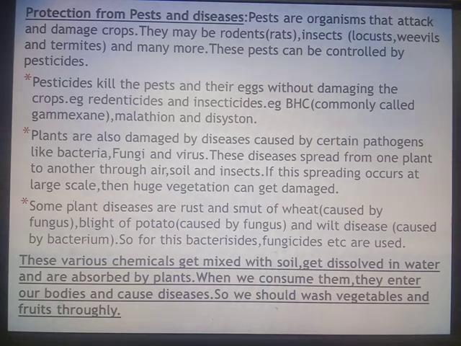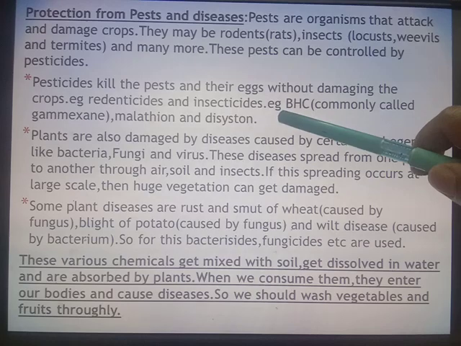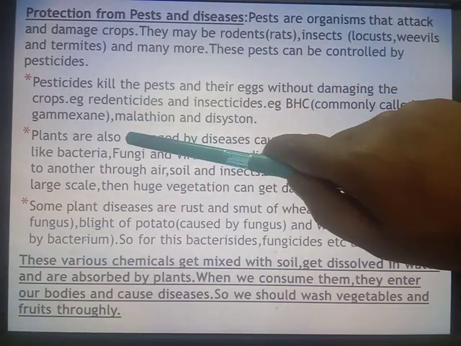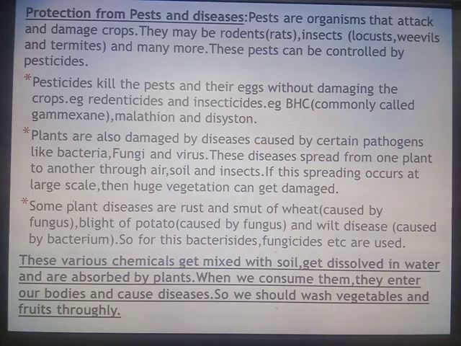For example, rodenticides and insecticides, and examples are BHC, which is known as gammexane, and malathion and dicystone. These are all examples of chemicals, or you can say pesticides. Plants are also damaged by diseases caused by certain pathogens like bacteria, fungi and virus. These diseases spread from one plant to another through air, soil or insects.